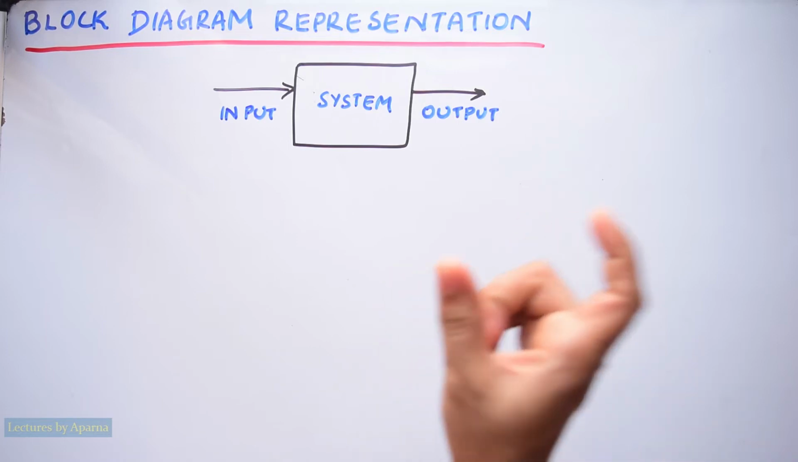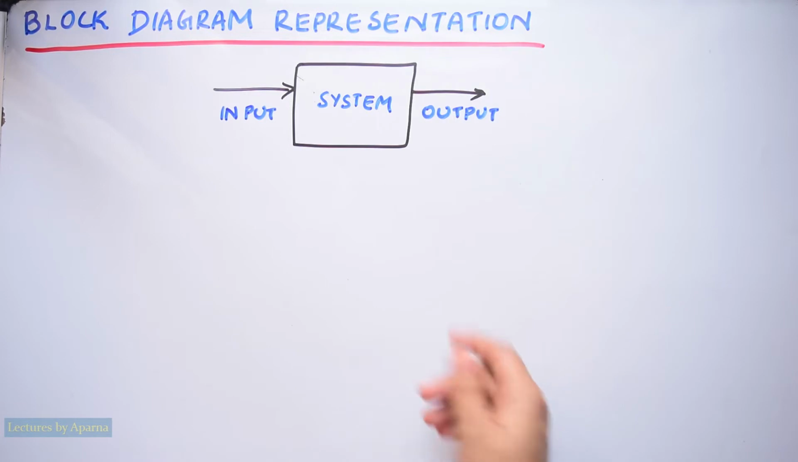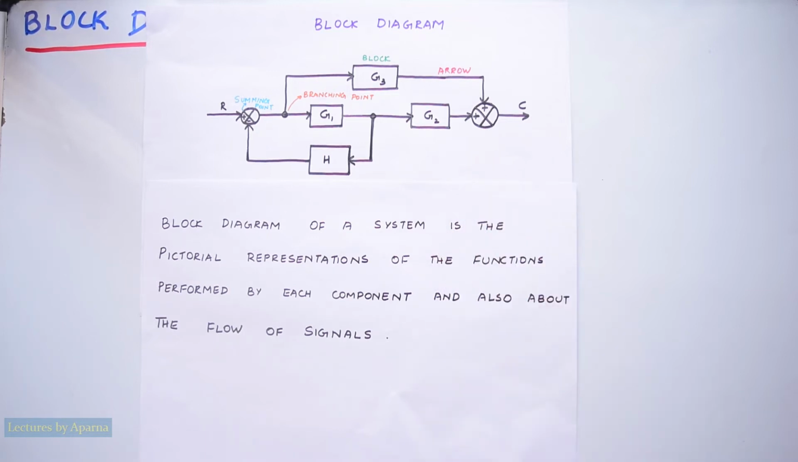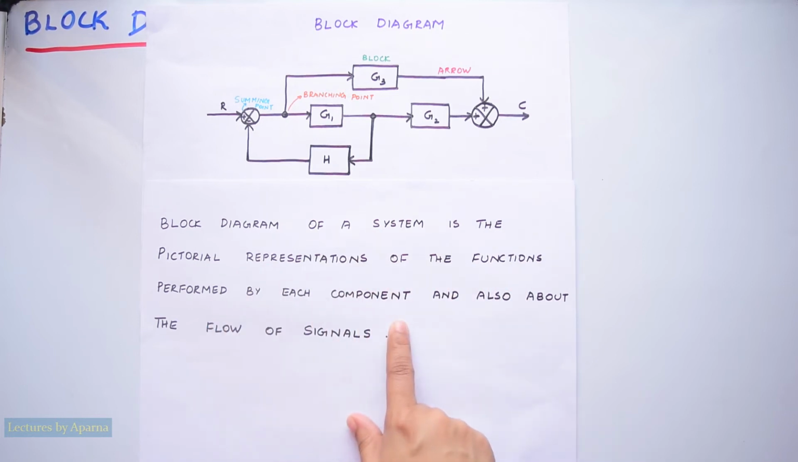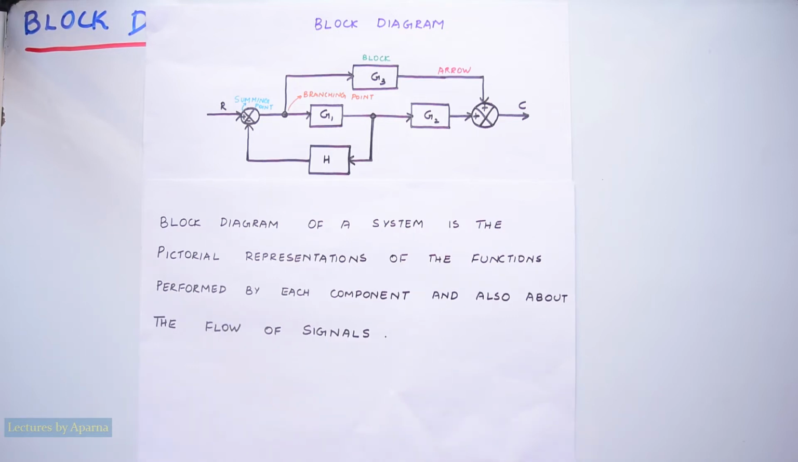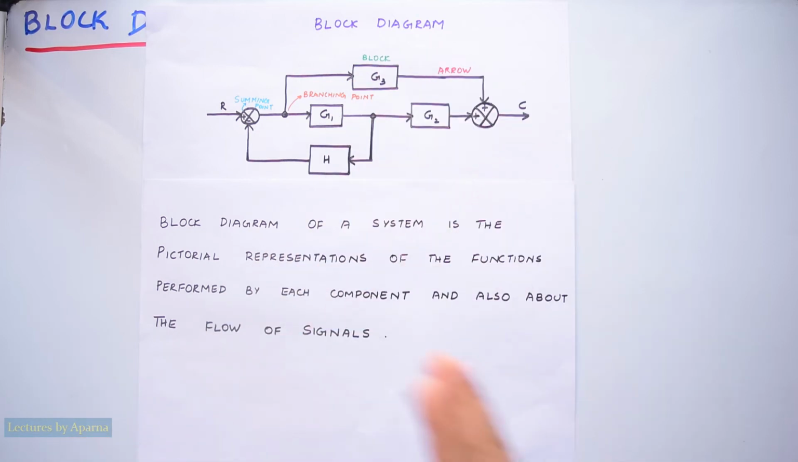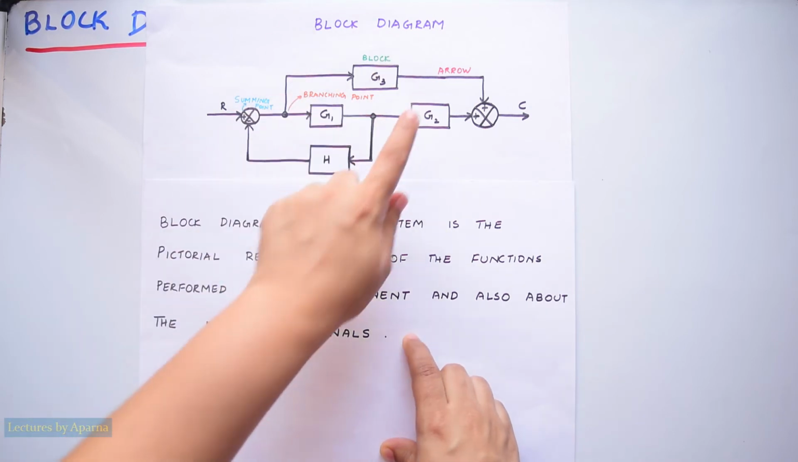To show the functions performed by each component, we commonly use a diagram called a block diagram. This is an example of a block diagram. A block diagram of a system is the pictorial representation of the functions performed by each component and also of the flow of signals. So a block diagram will say what the function of each component is and also gives information about how the signal flows in the system.